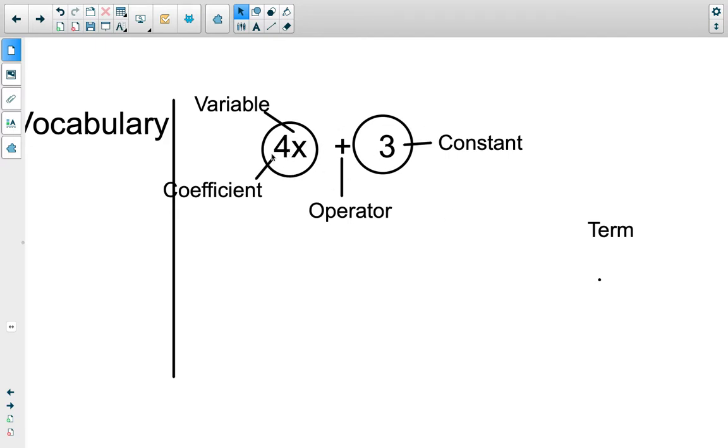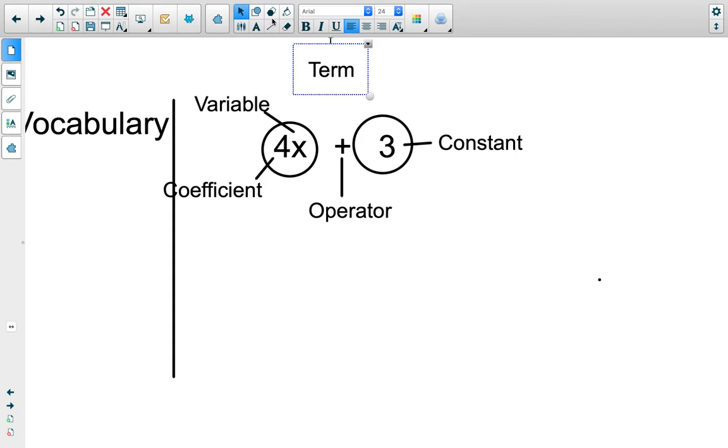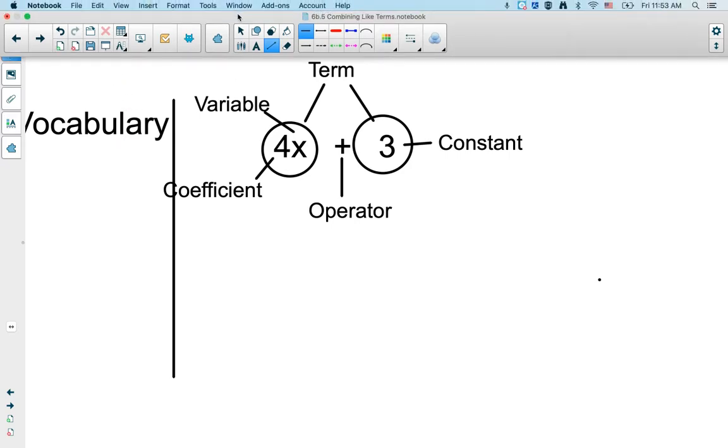Terms are either numbers, variables, or numbers attached to variables. They can be combined. So in this case, I have 2 terms. I have a constant, and I have a variable attached to a coefficient. Both of those are terms. That's an important word for today because our subject is to combine like terms. So in order to combine like terms, you need to know what a term is.